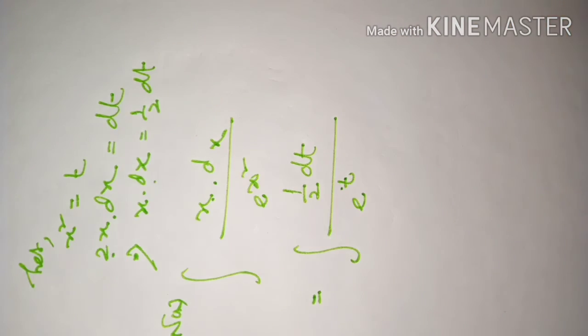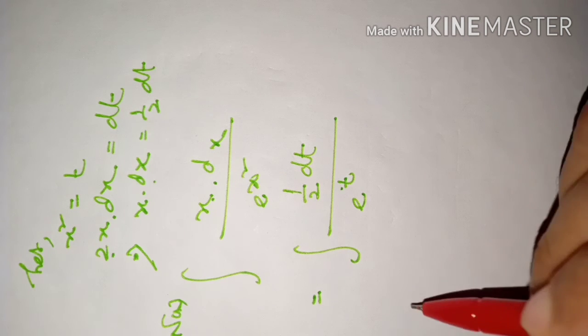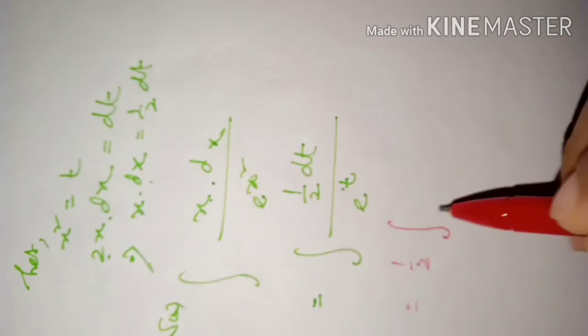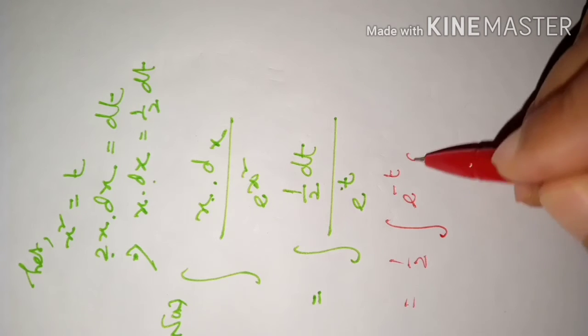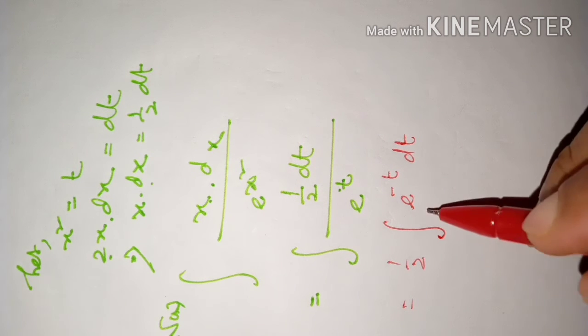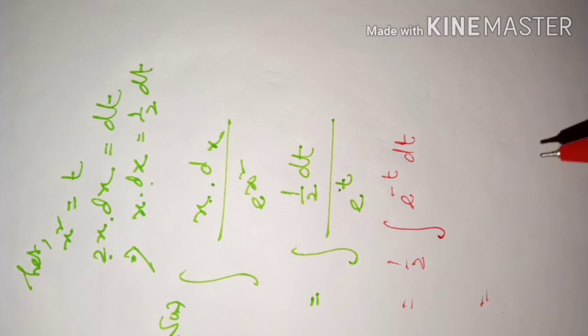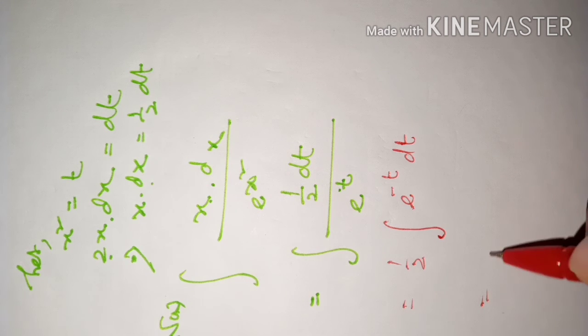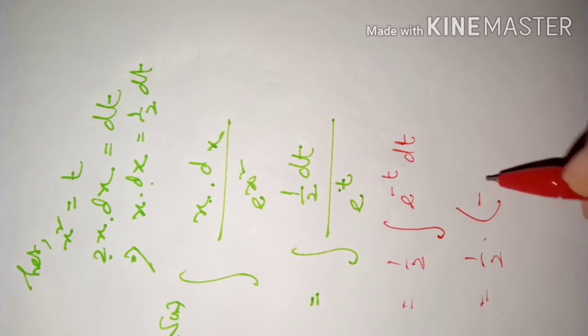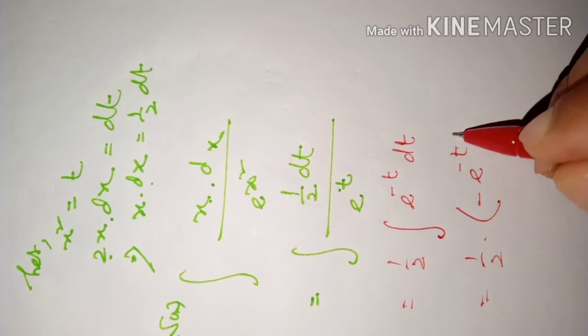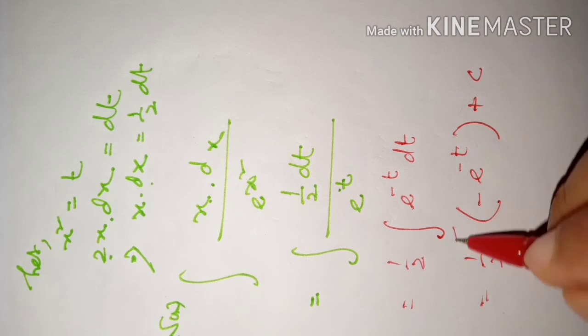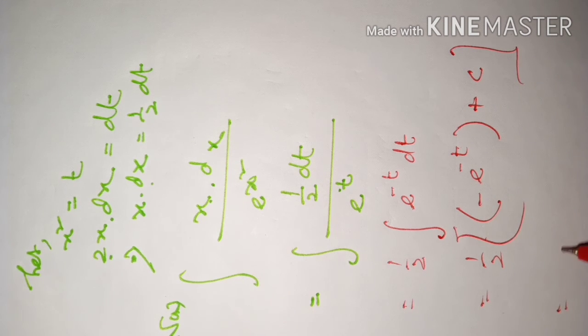x square equal to t. So it can also be written as half into the integral of e to the power of minus t dt. So integration of e to the power of minus t will be minus e to the power of minus t. That will be half into minus e to the power of minus t plus the constant c. Okay. So the final thing will be like this: minus 1 by 2 into e to the power of minus t, then half into c, half into say c1.